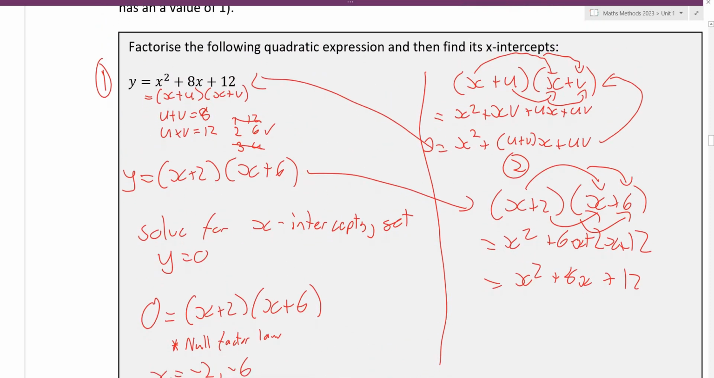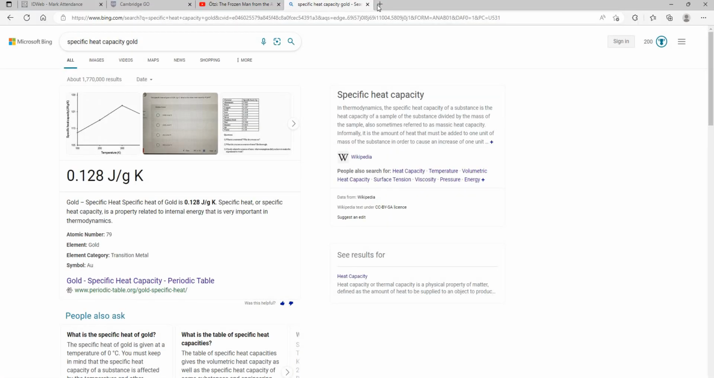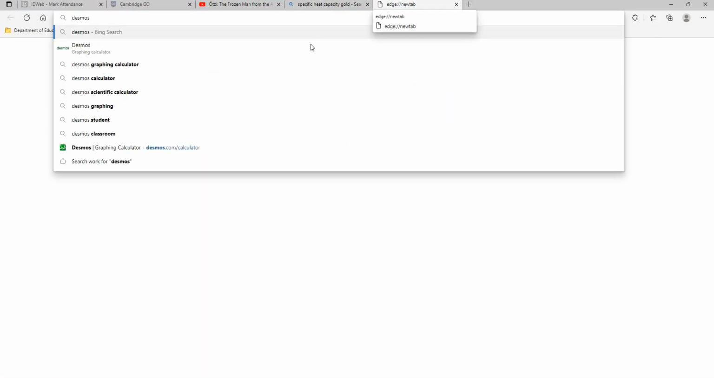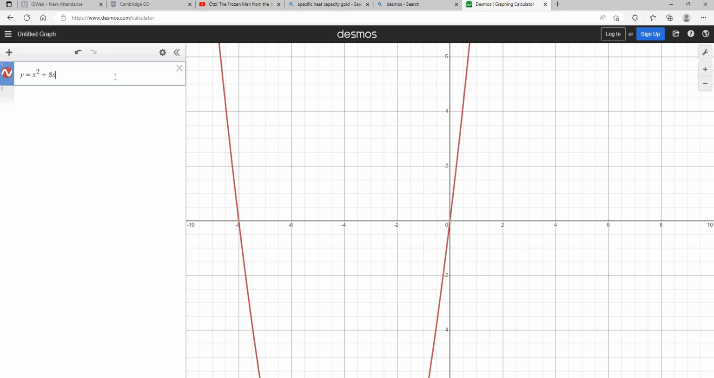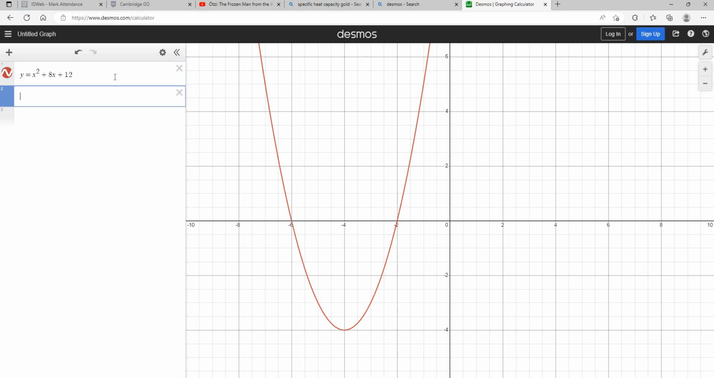What was my original equation? x squared plus 8x plus 12. Let's just prove I'm not a liar. Let's go to Desmos. Okay, guys, have a look here. If we put in my original equation, y equals x squared plus 8x plus 12, where are the x-intercepts? -6, -2. This is what is so great about maths. The graph matches the maths, the maths matches the graph. You can always check your answer. Cool.